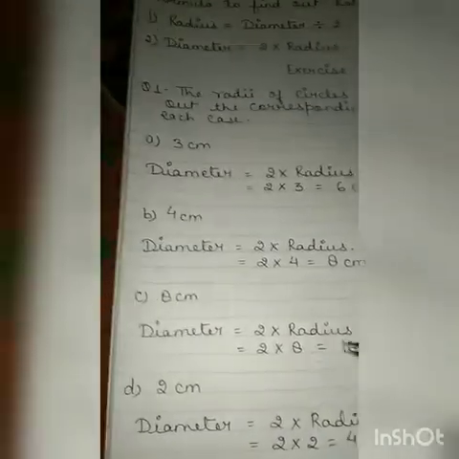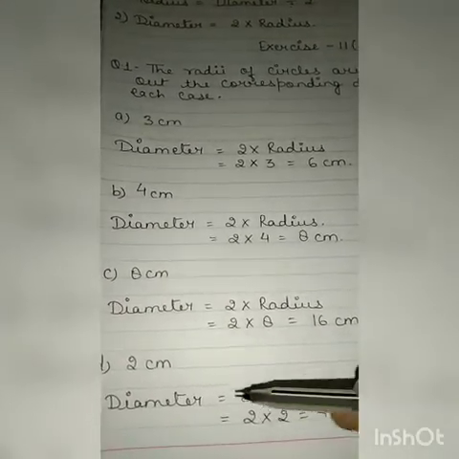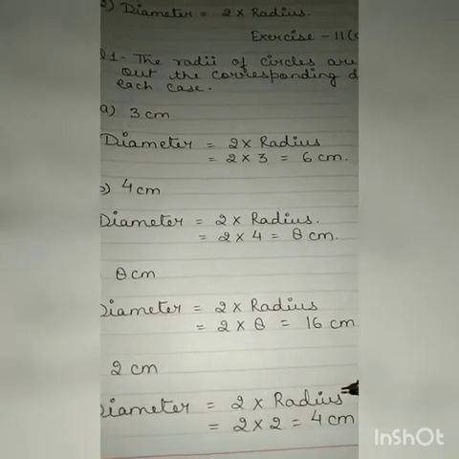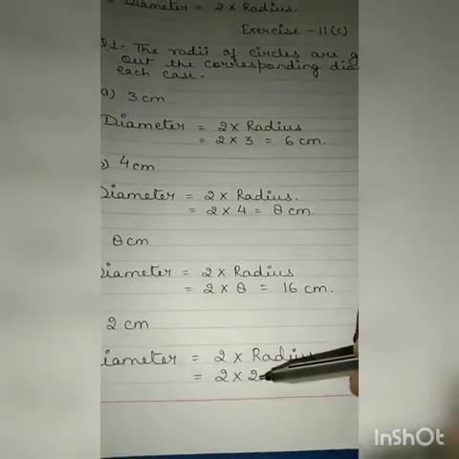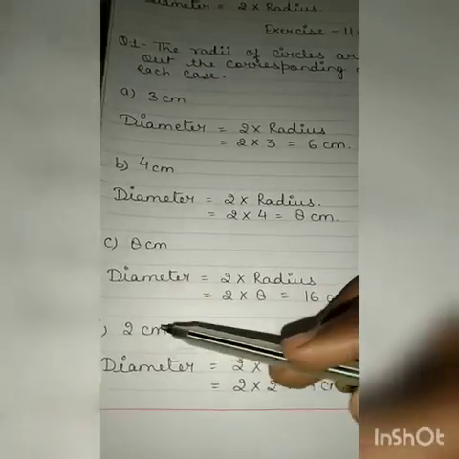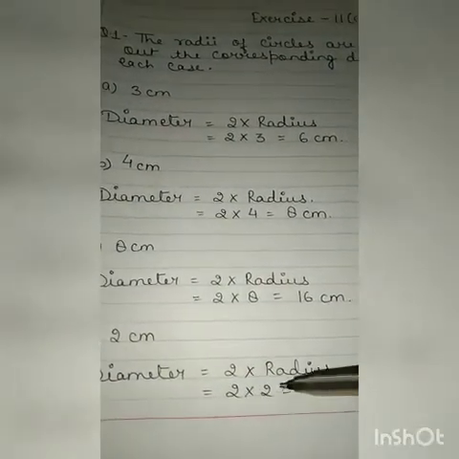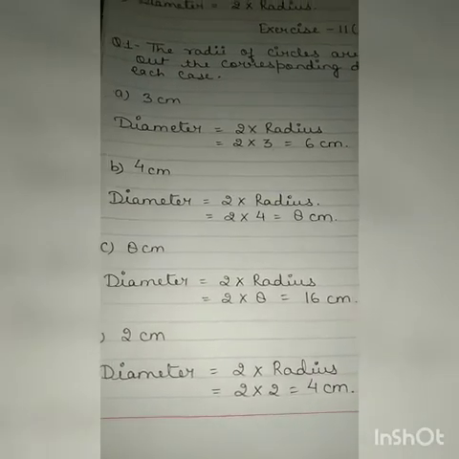Then question number D is given 2 centimeter. Then diameter is equal to, you will put the formula of diameter again, 2 multiplied by radius. And 2 you will write in place of radius, because it is given in 2 centimeter in the question only. So 2 multiplied by 2 is equal to 4 centimeter. 2 2s are 4 centimeter.